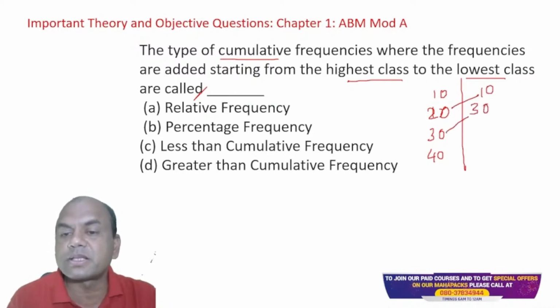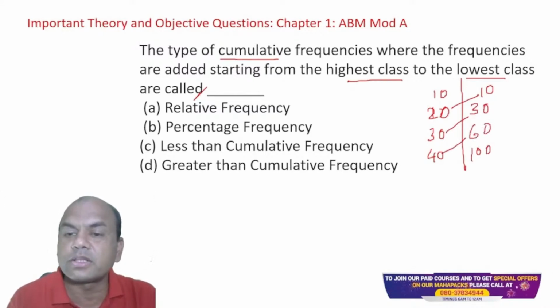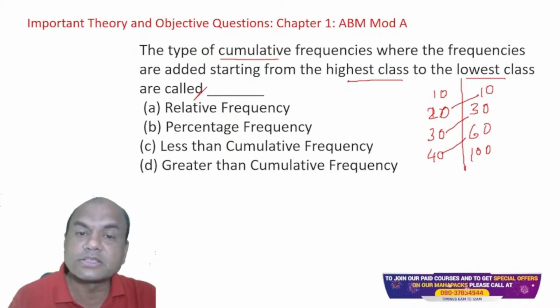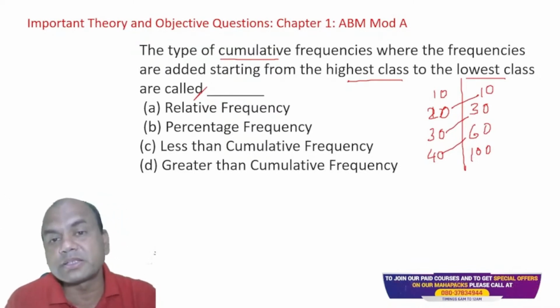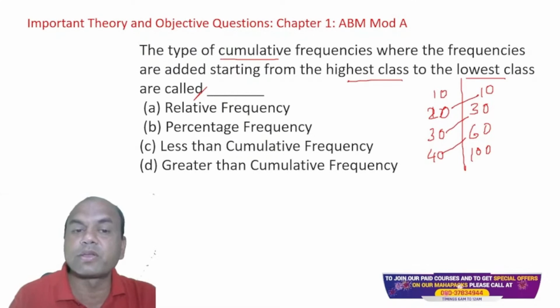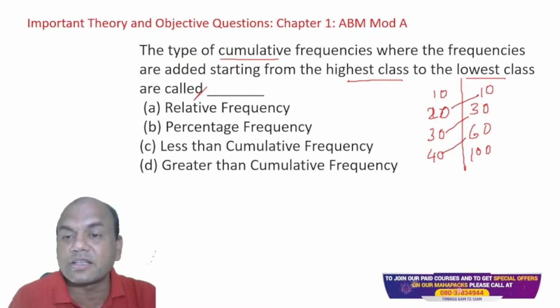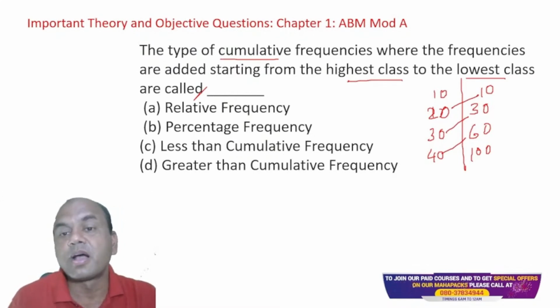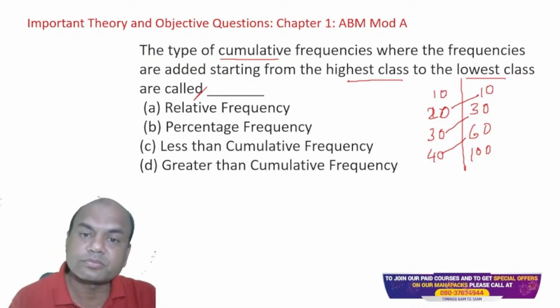Accumulation of this is 30 plus 30, 60. 60 plus 40, 100. So cumulative means addition of all these numbers before. So this is cumulative. Now what do you mean by this? The question over here is when the frequencies are added from the highest class to the lowest class. Highest to the lowest means what?